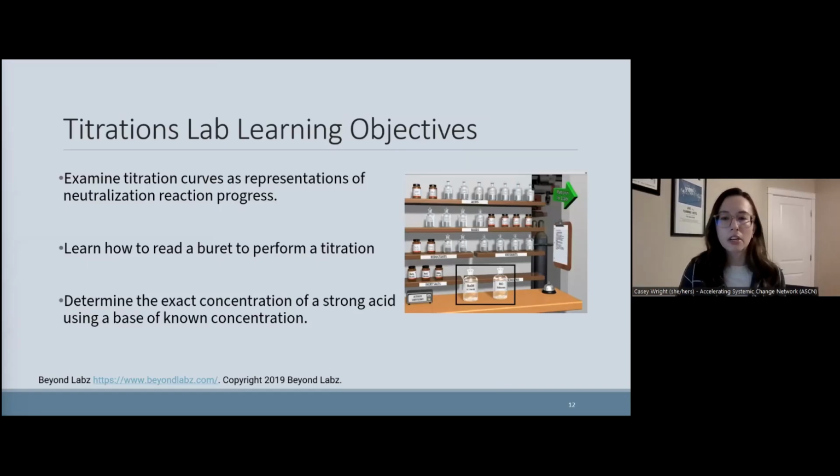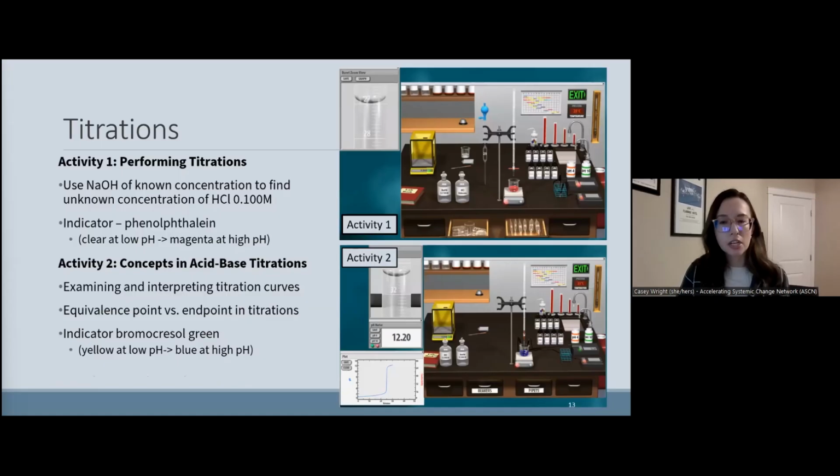And then the last lab where we integrated the app was our titrations lab. The learning objectives for this lab were to examine titration curves as representations of neutralization reaction processes, learning how to use a burette to perform a titration, and then calculating the exact concentration of a strong acid using a base of unknown concentration. So just your very typical strong acid, strong base titration. We had two types of titration activities in this lab, and they were both with hydrochloric acid and sodium hydroxide.